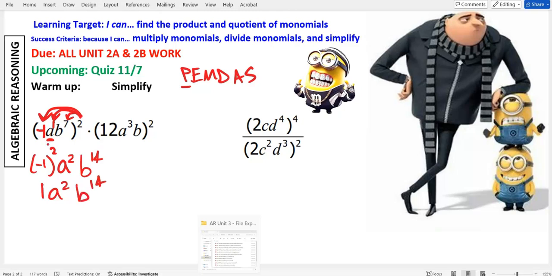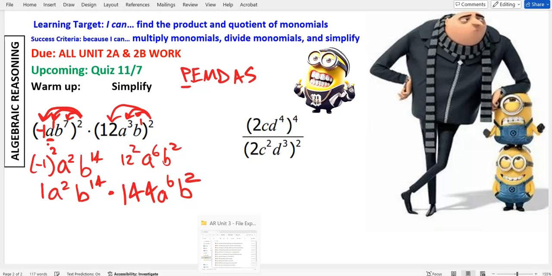Okay. Now, the right side, again, you got to square the 12, and then 2 times 3, and then 2 times 1. What's 12 squared? 144. 12 squared means 12 times 12, which is 144. So again, 12 squared. And then a to the 3rd power to the 2nd power, the 3 and the 2 multiply to make 6. 2 times 1 is 2.